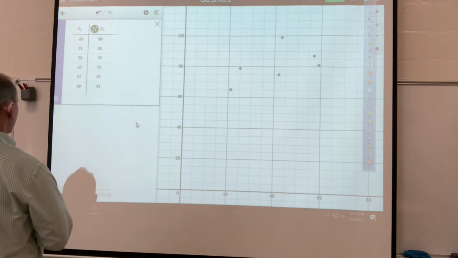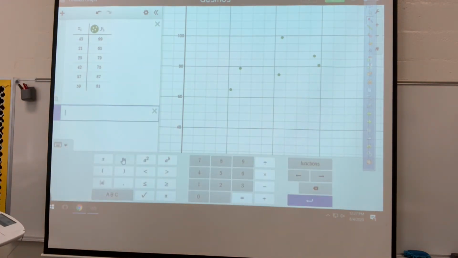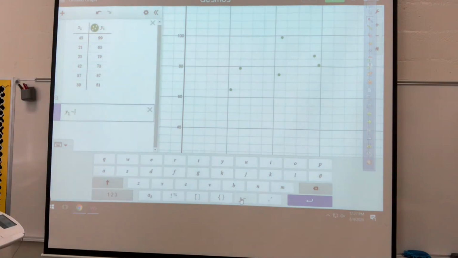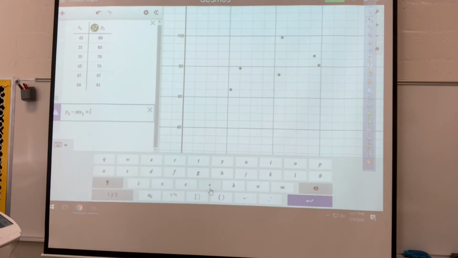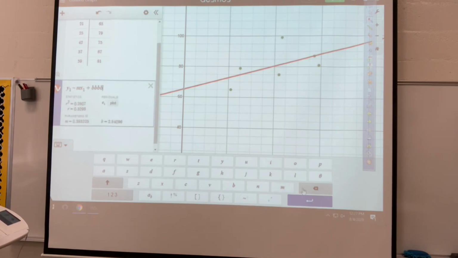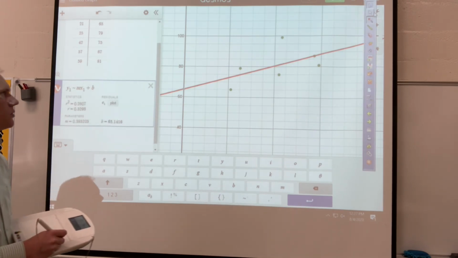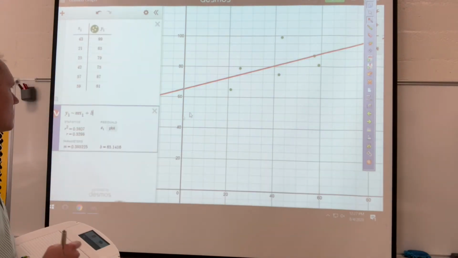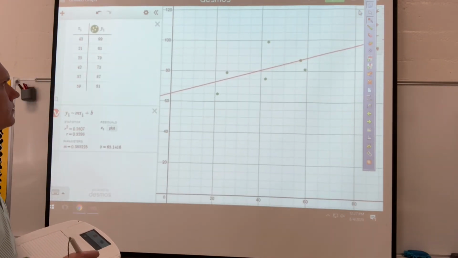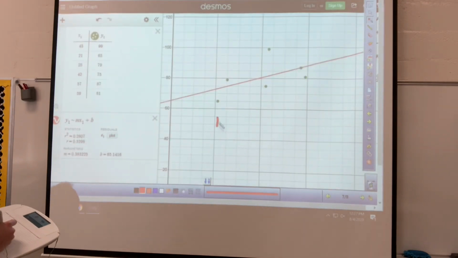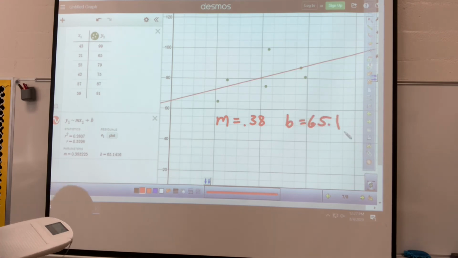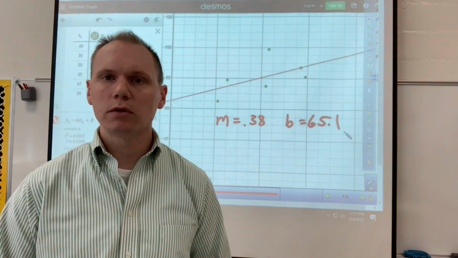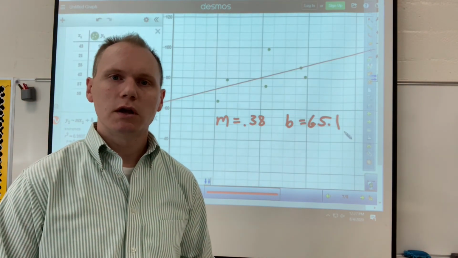Okay, so we have y1 approximately equals mx1 plus b. Not that many b's, just one b. Okay, so we have m equals 0.38 and b equals 65.1. So use those two parameters, if you didn't already, to come up with a linear function for this, and then interpret the parameters in the context of the situation.